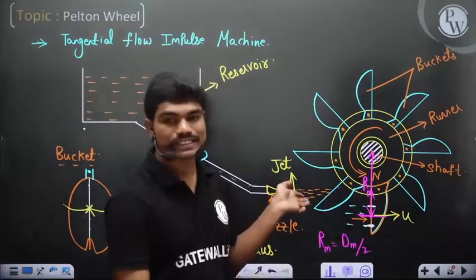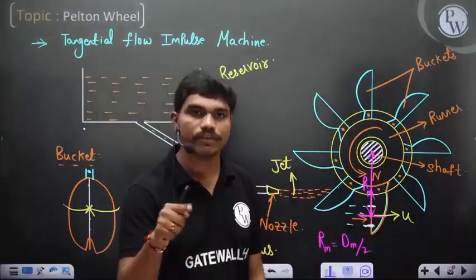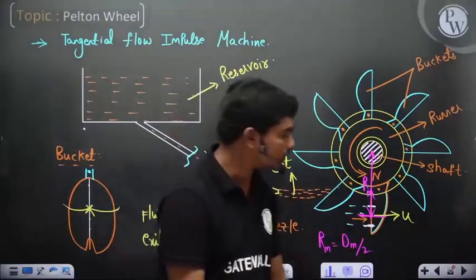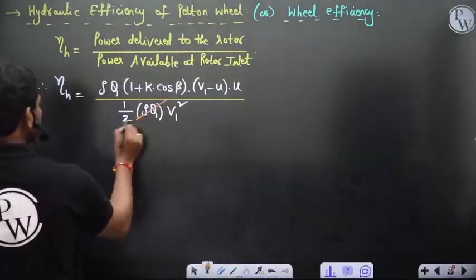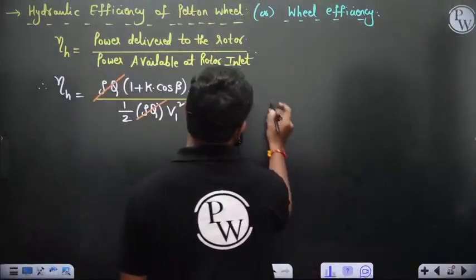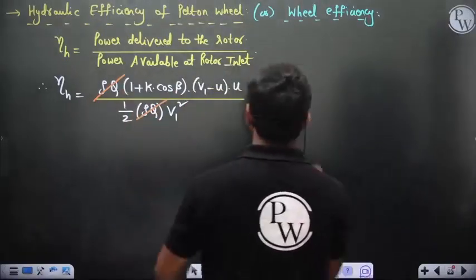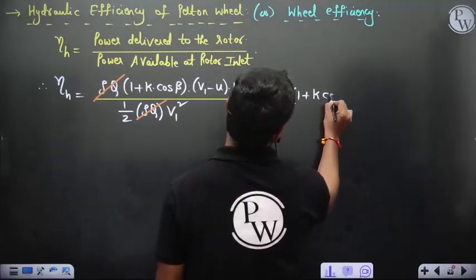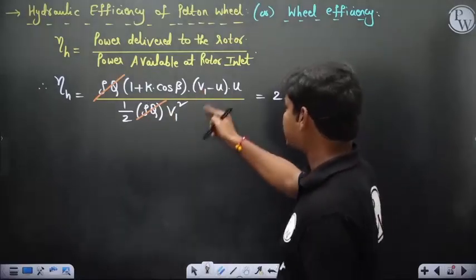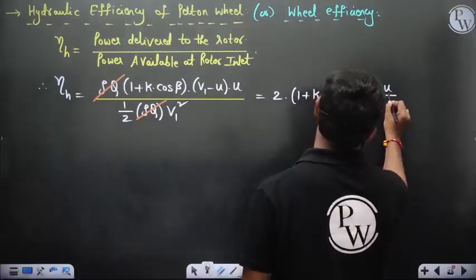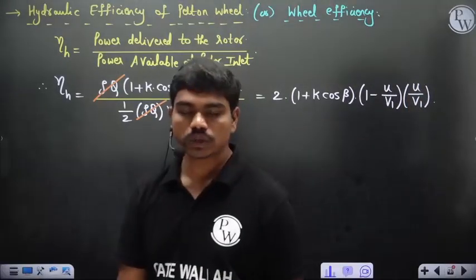So if the mass flow rate is m dot, then per 1 second the kinetic energy flowing into the Pelton wheel is half m v1 square by time. So half m dot v1 square, of course. Then if you simplify this, the m dot and m dot get cancelled. So this is something like 2 times 1 plus k cos beta into, observe carefully, this v1 square I am adjusting here as 1 minus u by v1 into u by v1. Can I do it this way? Yes or no? So this is the hydraulic efficiency.